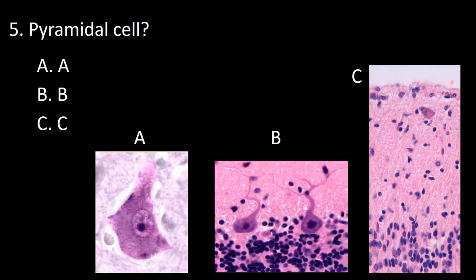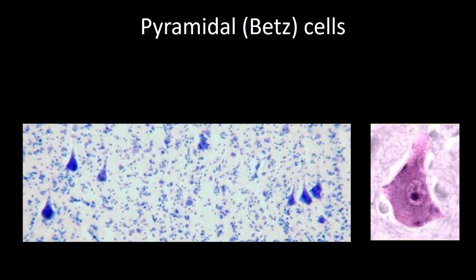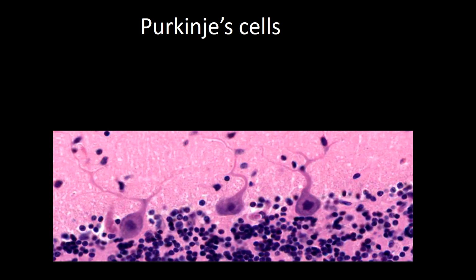Next question. Please look at these specimens and choose the one corresponding to a pyramidal cell. The pyramidal cells are usually easily recognized by their pyramidal shape, Betz cells being the largest. Purkinje cells are also recognized by their shape, but also by their position between the dense granular cells and the relatively cell-devoid neuropil called the molecular layer.